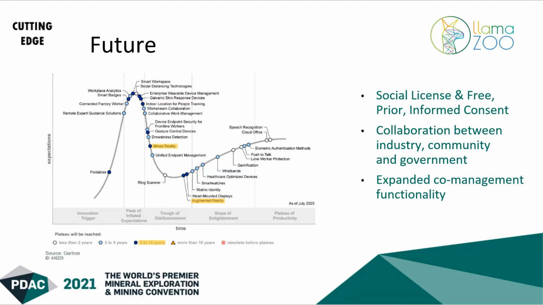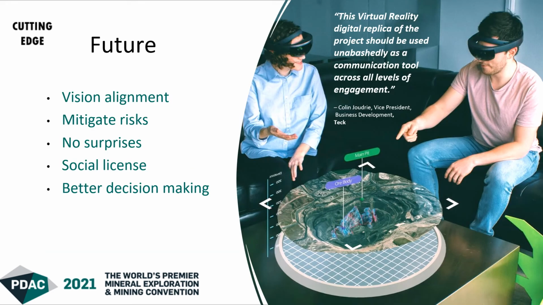The future of this technology will present significant opportunities to impact industry's ESG priorities, especially for social license and free, prior, and informed consent. Mixed and augmented reality will be a standard technology in the next 5 to 10 years, bringing with it the potential for vastly improved communication, collaboration, and even co-management. This kind of application of emergent technology allows you to get truly aligned on a vision with your stakeholders, mitigate risks, and make sure there are no unpleasant surprises.